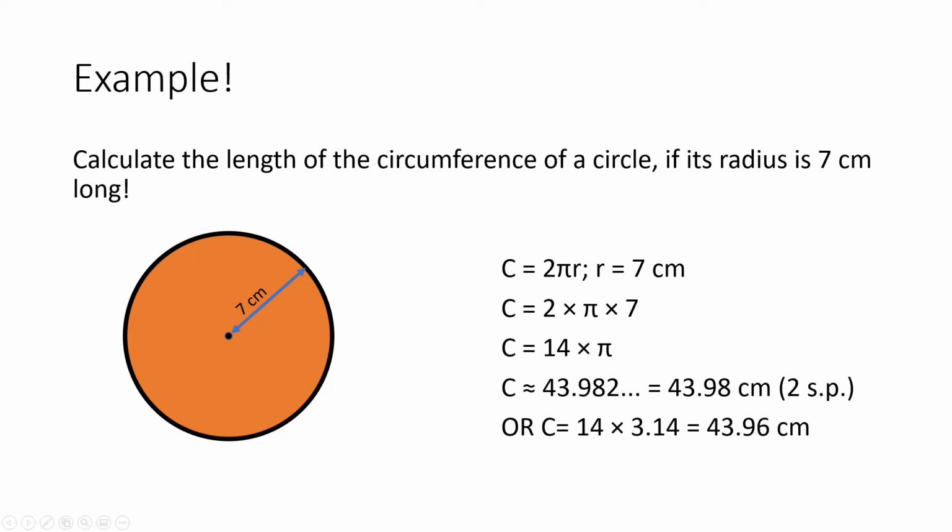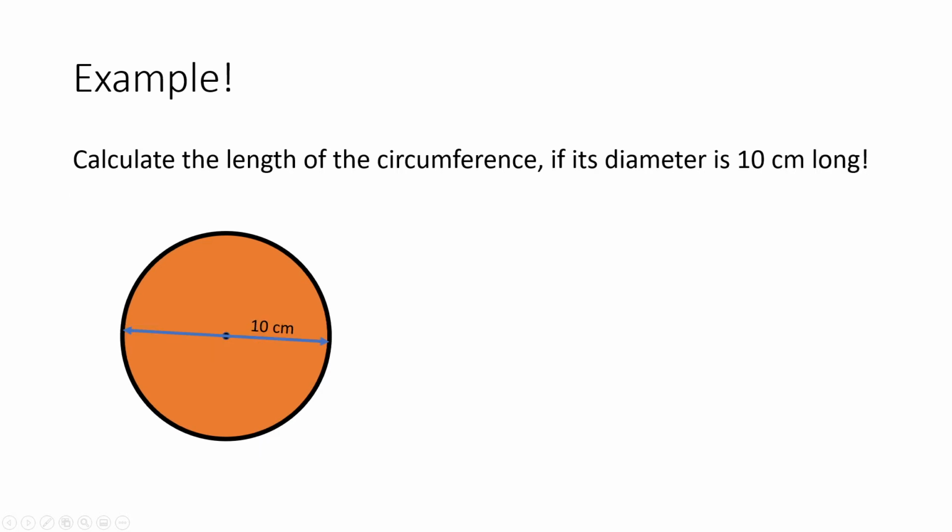Another example. What if we are told that the diameter of a circle is 10 centimeters? In this case, in order to find out the length of the circumference, all we have to do is multiply the diameter by pi.